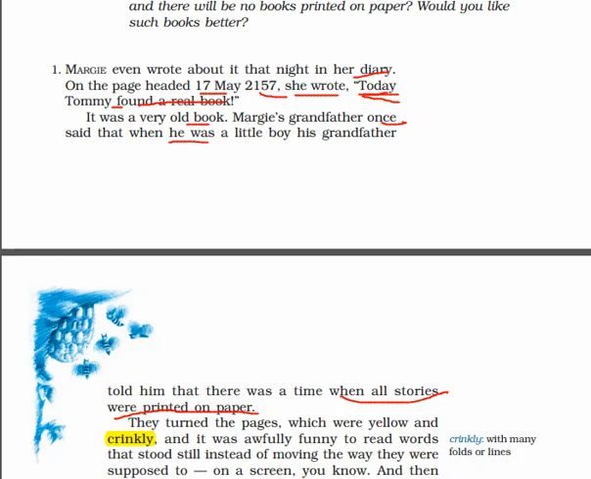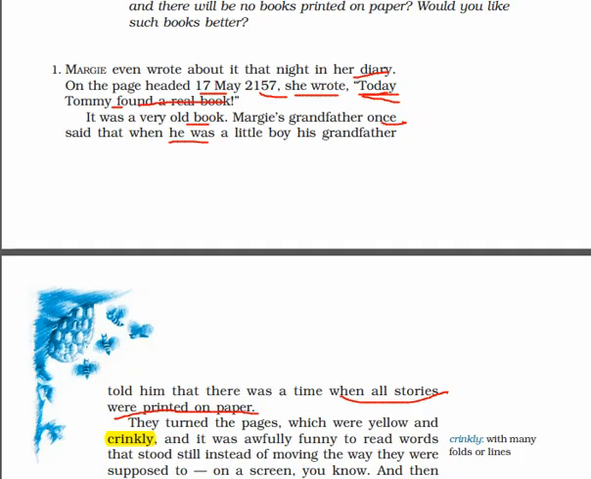So in this passage, Margie is writing in her diary about something surprising that had happened. Her friend Tommy found a real old-fashioned book. This book was made of paper with words printed on its pages. Margie finds it funny because she is used to reading on a screen where words move, unlike in the old book where the words stay still on the page.